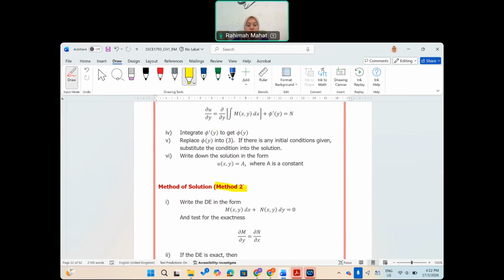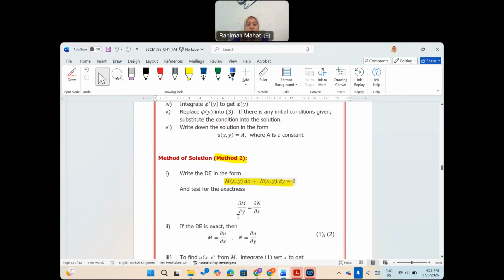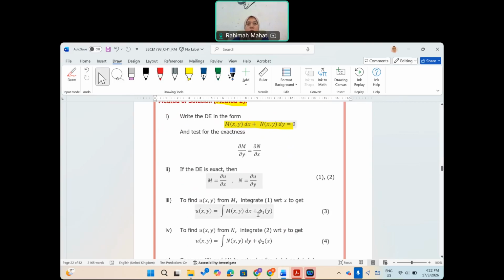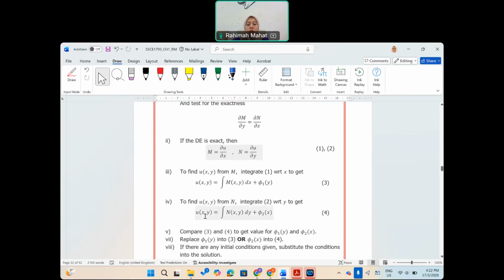Solution for the second method. Similar, write the DE in the form of M(x,y) dx plus N(x,y) dy and test the exactness: delta M over delta y is equal to delta N over delta x. If the DE is exact, so your M is equal to delta u over delta x and N is equal to delta u over delta y. And to find your u from M, integrate 1. You get your u here. And from N, you need to integrate number 2 for N here.